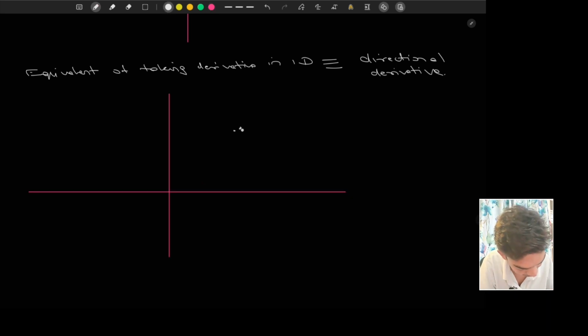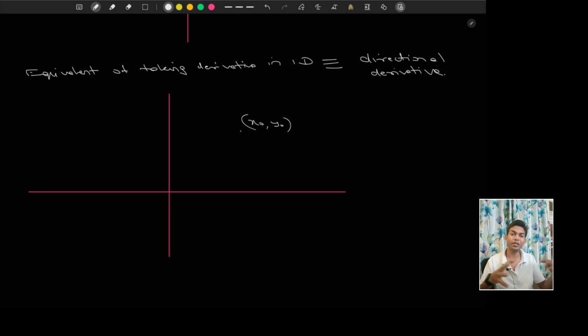For example, suppose I give you a point x0 y0, then I also have to tell you in which direction I am moving from x0 y0. That's extra information that I have to give you. In one dimension I don't have to, because there was only one single line that you are restricted to move along. But in two dimensions, there are an infinite number of ways in which you can approach x0 y0. So I have to tell you in which direction I am computing the derivative, and let me give you an arbitrary direction, let's say this direction.